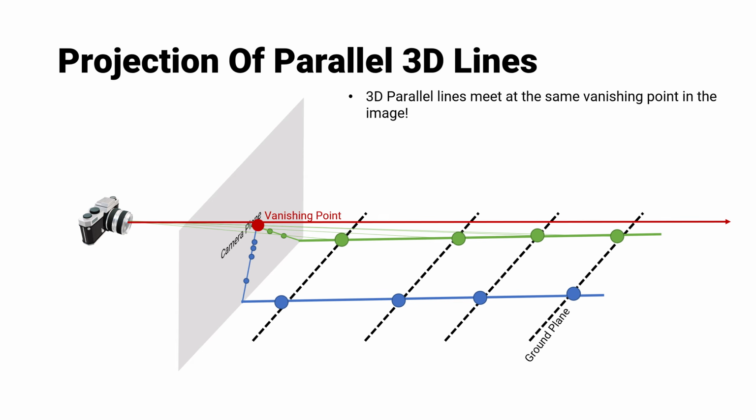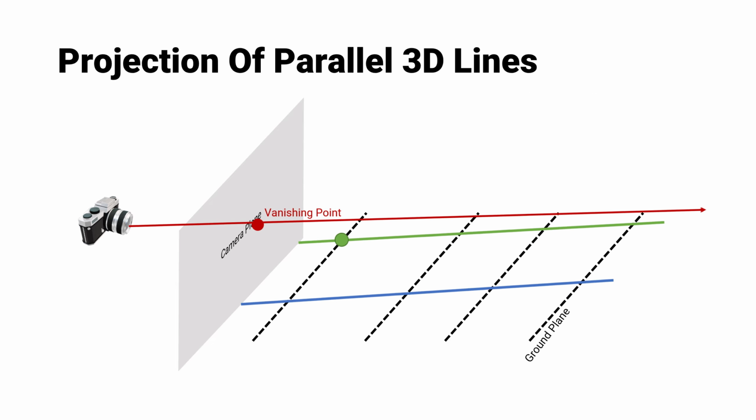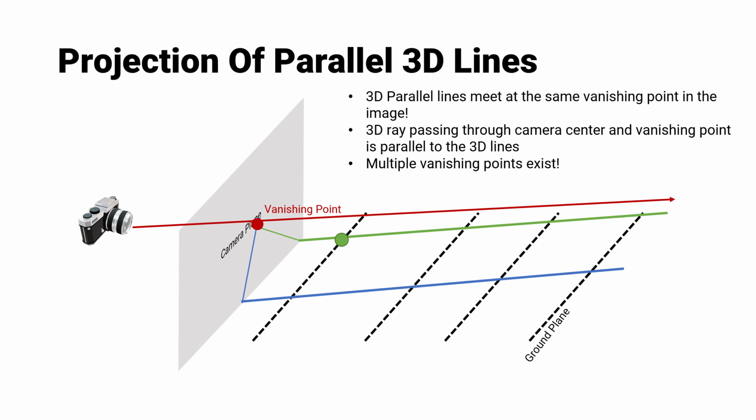Fun fact: this point doesn't actually have to be finite in the image. This can lie outside the image, and we'll see a couple of examples of that in a bit. The 3D ray which passes through the camera center and the vanishing point is parallel to these 3D lines in the world, and you will see why that is in a bit. And multiple different vanishing points can exist.